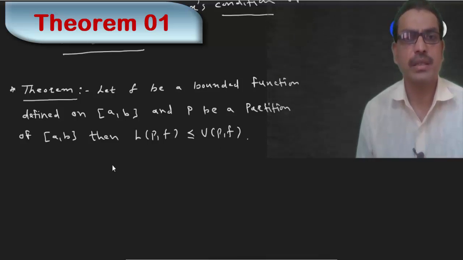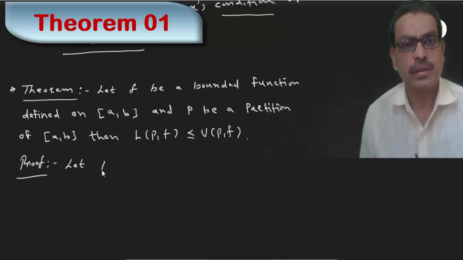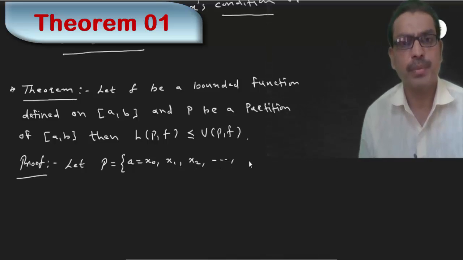Now let us see the proof of this theorem. The partition P is equal to a = x0, x1, x2, and so on, x(i-1), xi, up to xn = b.